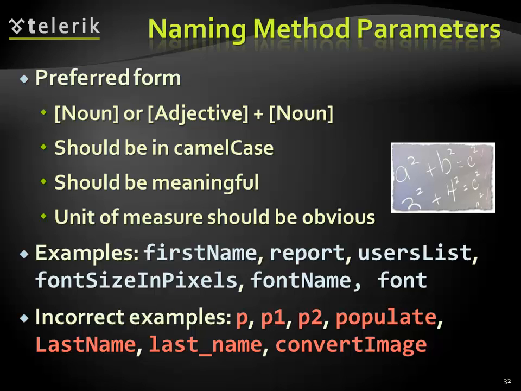Some incorrect examples here would be, again, abbreviations or meaningless names like P, P1, P2, where a number is used, which is not recommended, and it is too short and unclear. Populate would be more appropriate for the method name, not for its parameters. Last name with a capital letter, that's wrong, because here we have a variable that is private to the method context, so it has to be in camel case notation. Last underscore name is bad naming, because again it doesn't fit into camel case. Convert image is a name that implies an action, so therefore it is not appropriate for a method parameter.